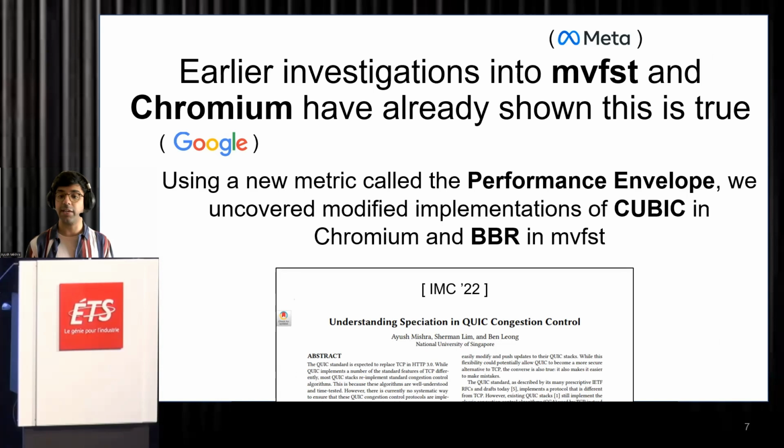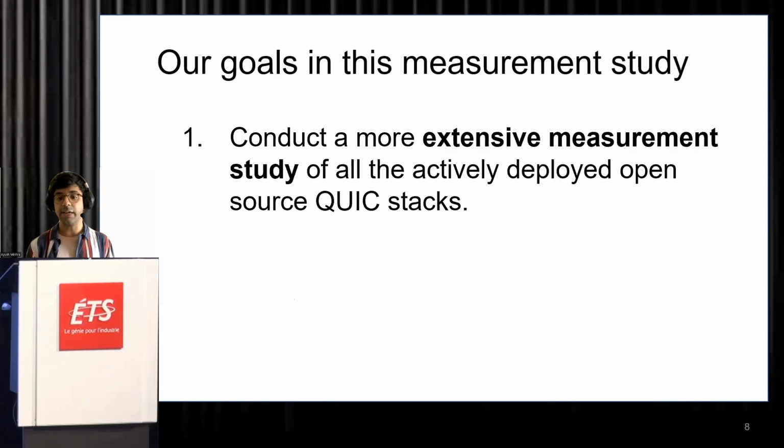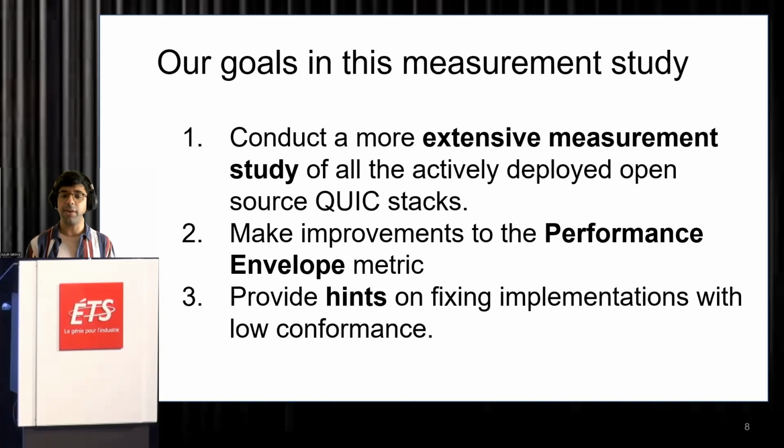We revisit the problem of understanding how CCAs are implemented in today's QUIC stacks with three main goals. First, we want to conduct a more extensive study and measure all the deployed QUIC stacks on the Internet and benchmark the congestion control algorithms they deploy. While at it, we also want to improve the performance envelope metric itself, which is crucial in detecting modified and misconfigured CCA implementations. Finally, we also want to find a way to provide hints to the developers who want to detect non-conformant implementations in their stacks and find ways to fix them.